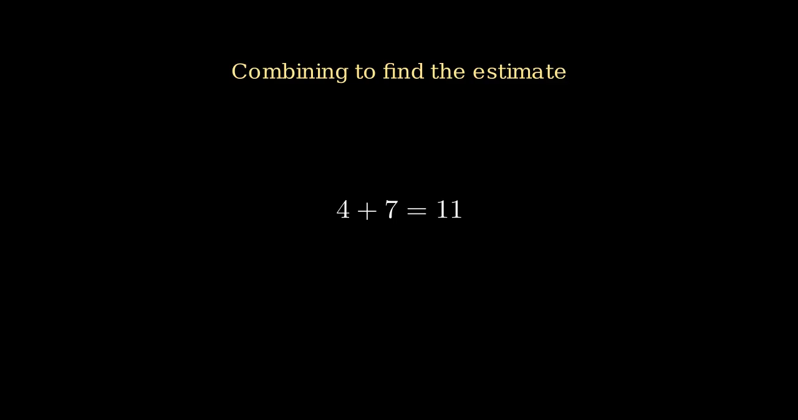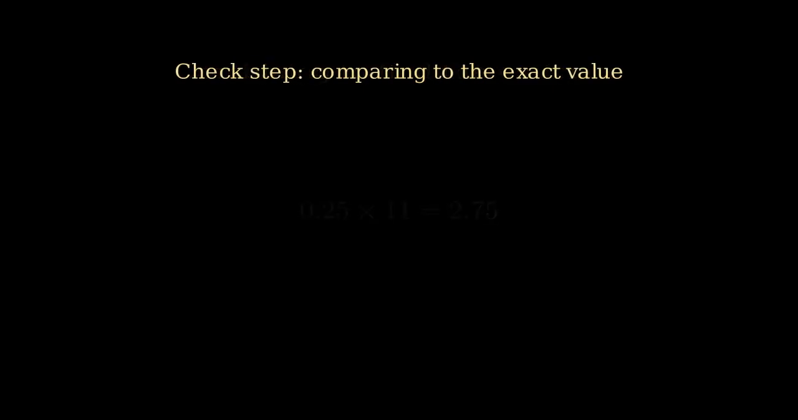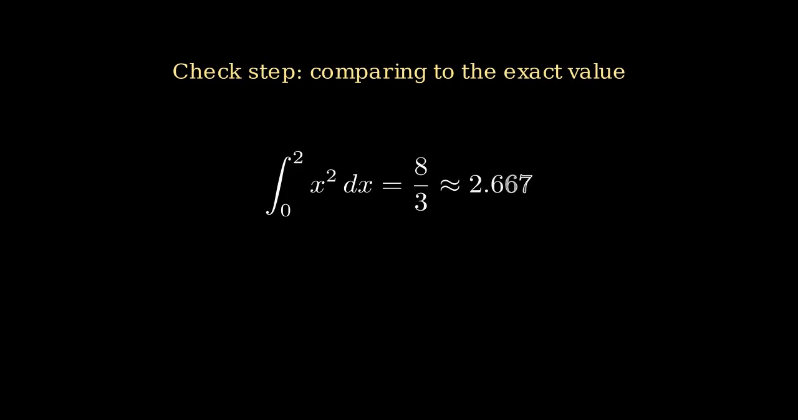Then we multiply by half of h, which is 0.25. This gives a final estimate for the area of 0.25 times 11, which equals 2.75. Now, for the check step, the exact value of this integral, found by proper integration, is 8/3, which is approximately 2.667. Our trapezium estimate of 2.75 is close to this true value, and using more strips would bring the estimate even closer.